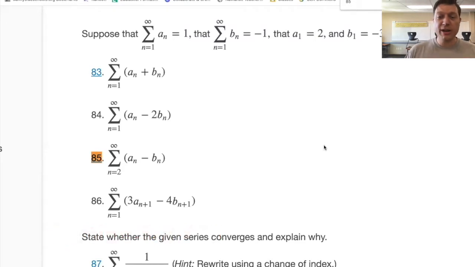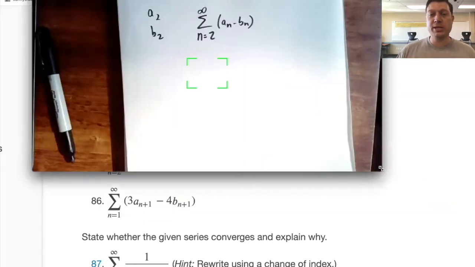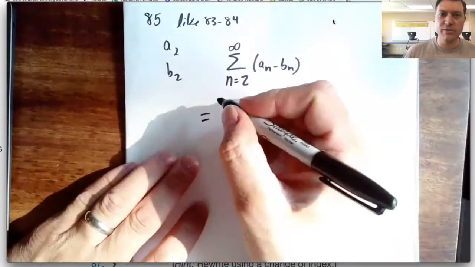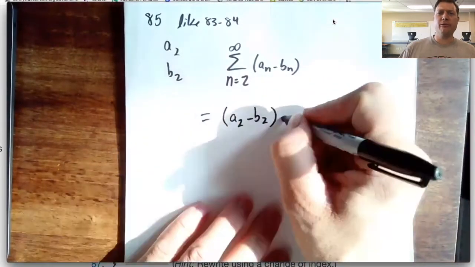We'll start with section 5.2, number 85. The question was asked, given this information we know about a series, like the summation of a sub n equals 1 and the summation of b sub n, it's in the video there. The point is, what can we do with that information?